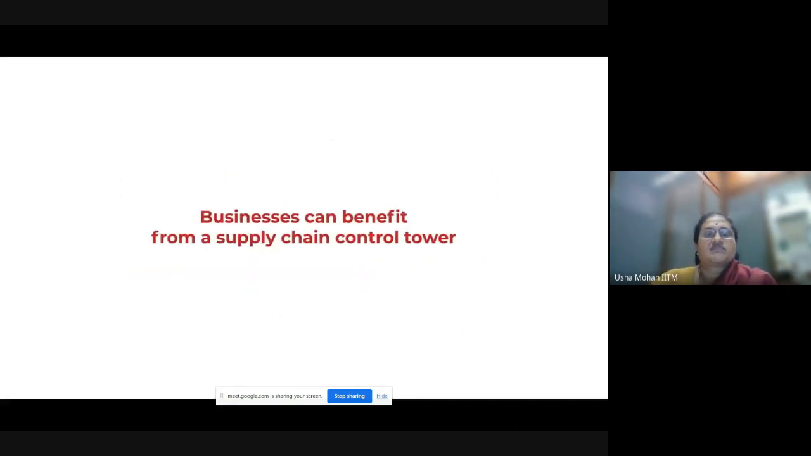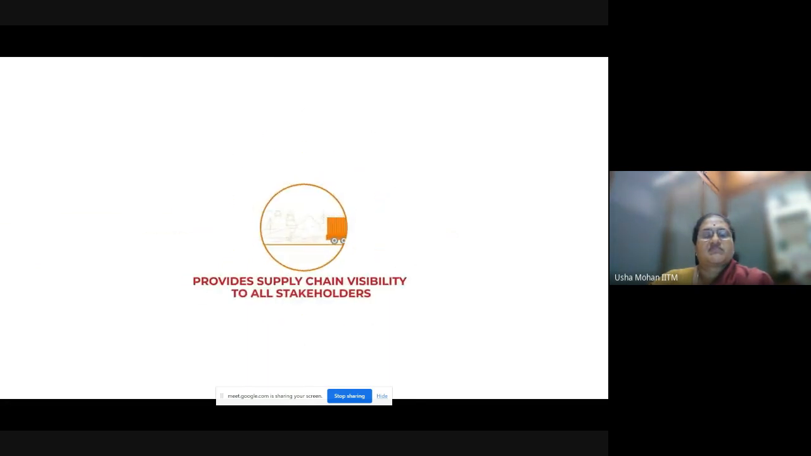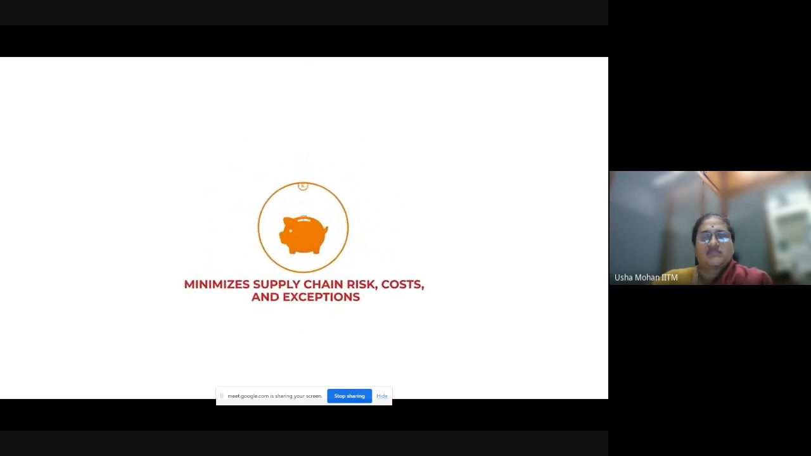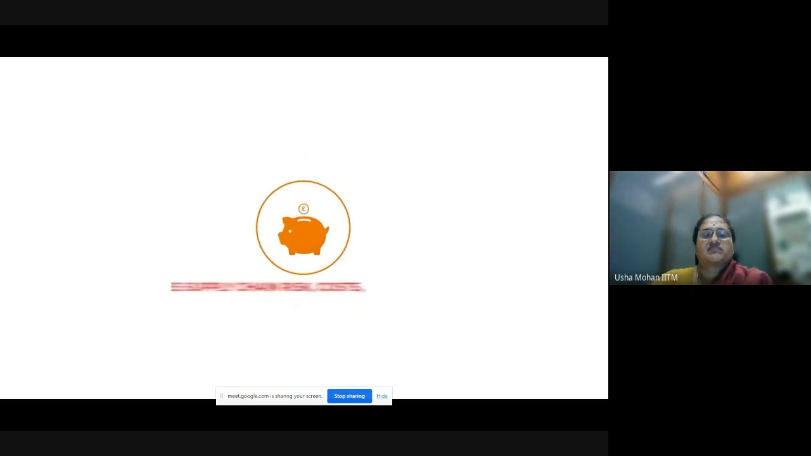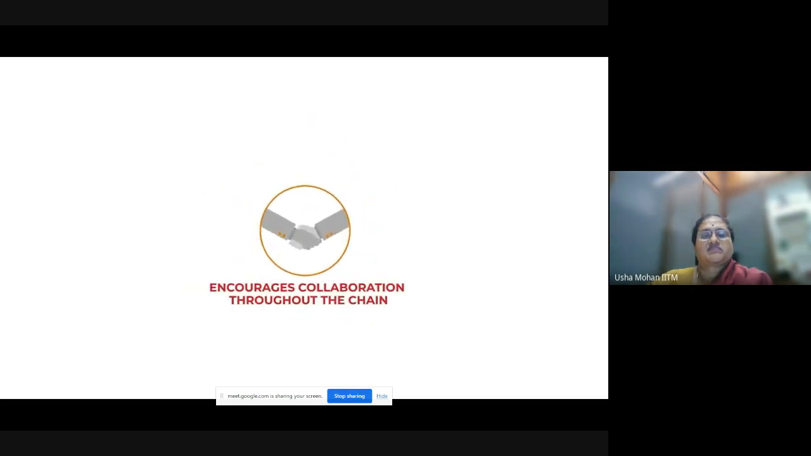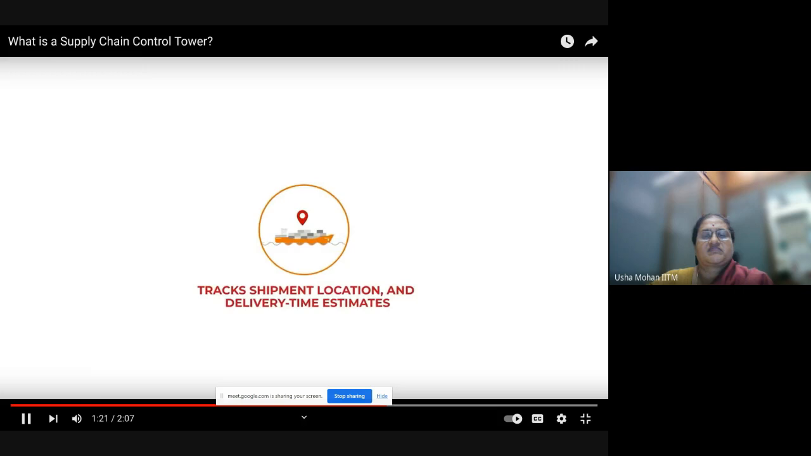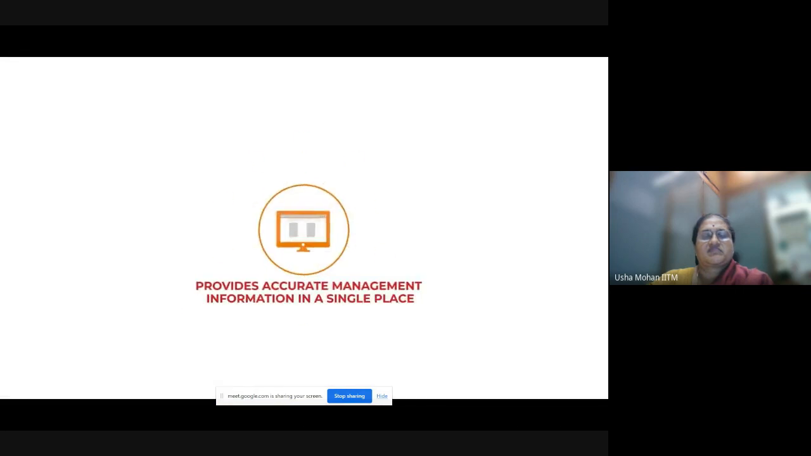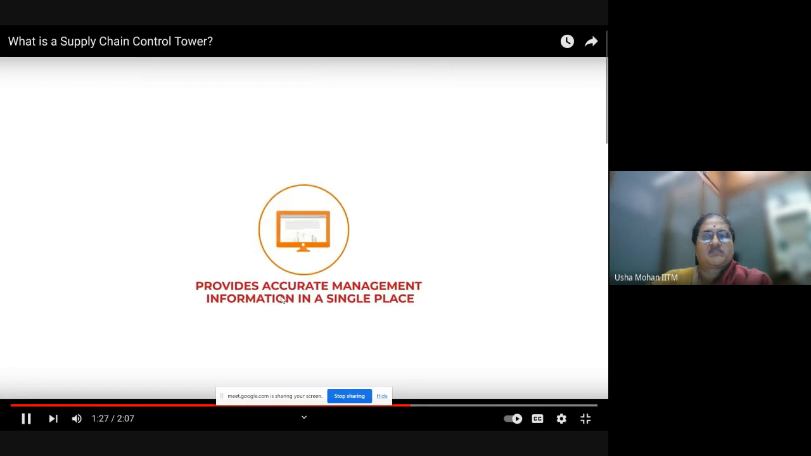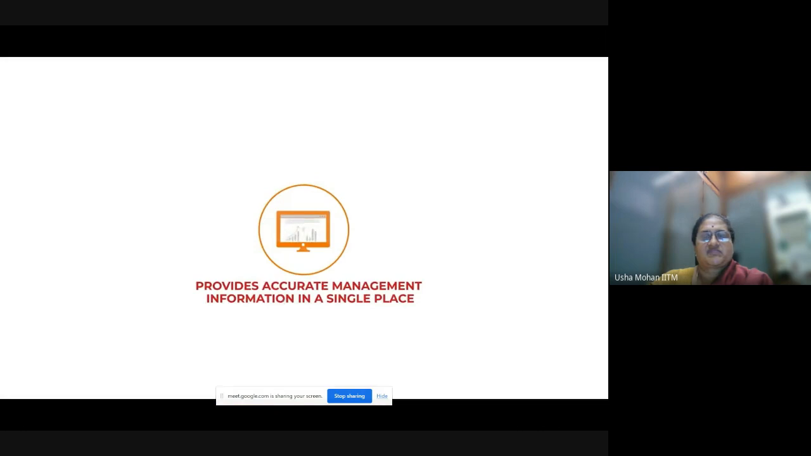Businesses can benefit from a supply chain control tower because it provides end-to-end supply chain visibility to all stakeholders, minimizes supply chain risk, costs, and exceptions, encourages collaboration throughout the chain, responds to and resolves supply chain disruptions in real time, uses predictive data for more accurate forecasting and decision-making, tracks shipment location and delivery time estimates, provides accurate management information in a single place, allowing decisions to be fact-based and data-driven.